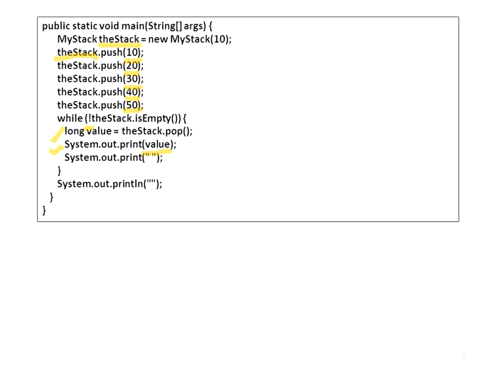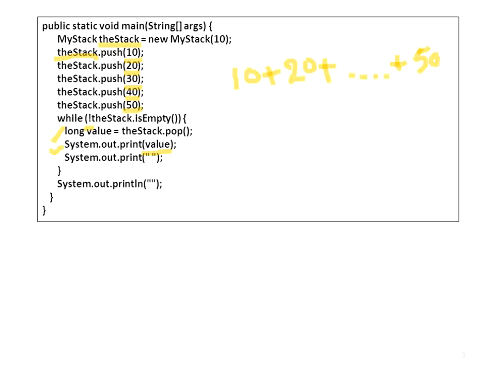$150? How $150? Means you have added these items, 10 plus 20 plus 30, like this, up to 50. That's why 150. Why have you added it?